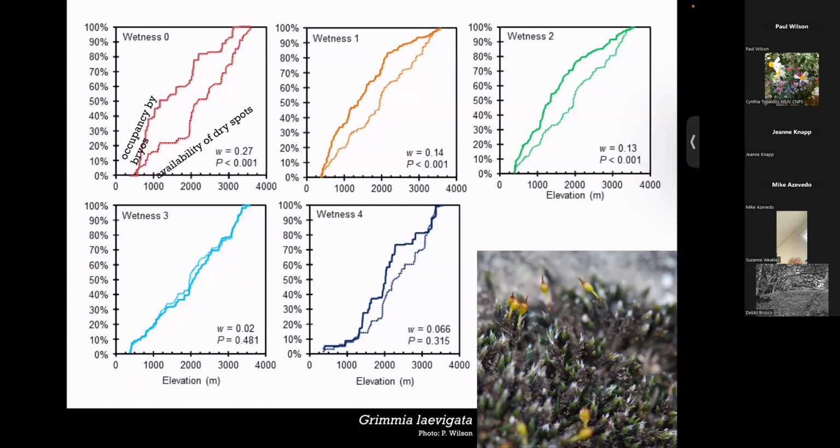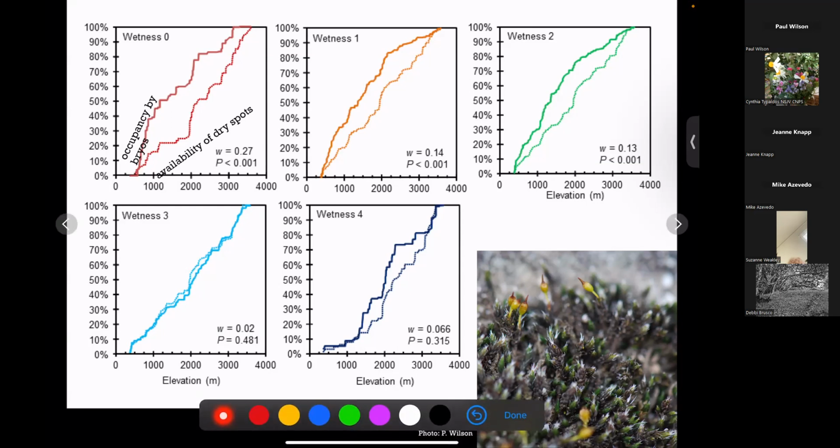Now, if we delve into these data a little bit more, there's some take-home messages that you probably won't be able to get just by looking at the graph for a minute, but I've stared at these graphs for hours and hours. What I've concluded is that the effect is greatest for the driest of spots. Wetness 0, that's like places that are out in the sun on rock. It dries out in hours after a rain.